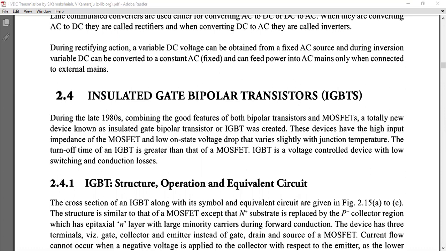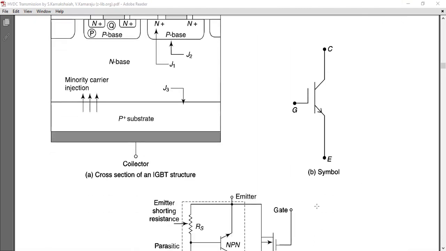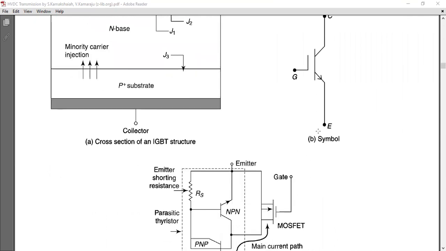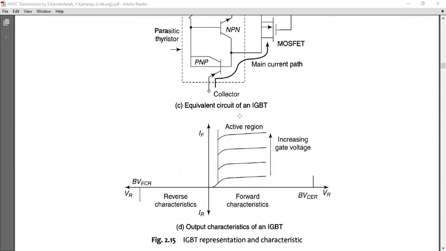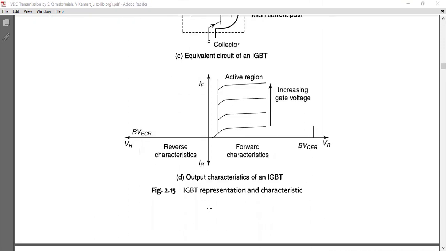You are familiar with IGBTs, I think. So this is the structure of the IGBT. See here, this is the cross section of the IGBT, and this is the symbol used when you are using it in a circuit. See here, this is the equivalent circuit of the IGBT. And these are the output characteristics of the IGBT.